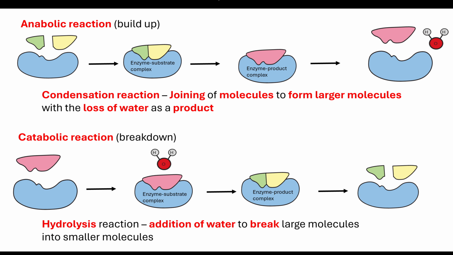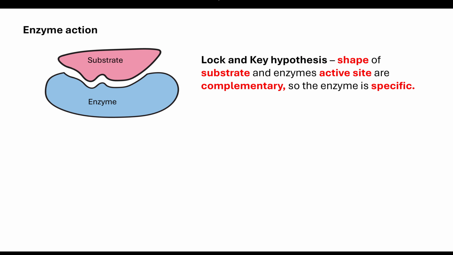So if it's not a case of building it up, we may be breaking it down. If it's breaking it down, again, we have our substrate and our enzyme. When they come together, we have an enzyme substrate complex. Now, hydrolysis is a reaction where you need that addition of water. The addition of water, lysis to split, hydro, water. So we're going to split by adding in water, therefore breaking our macromolecules into our smaller molecules, potentially our monomers.